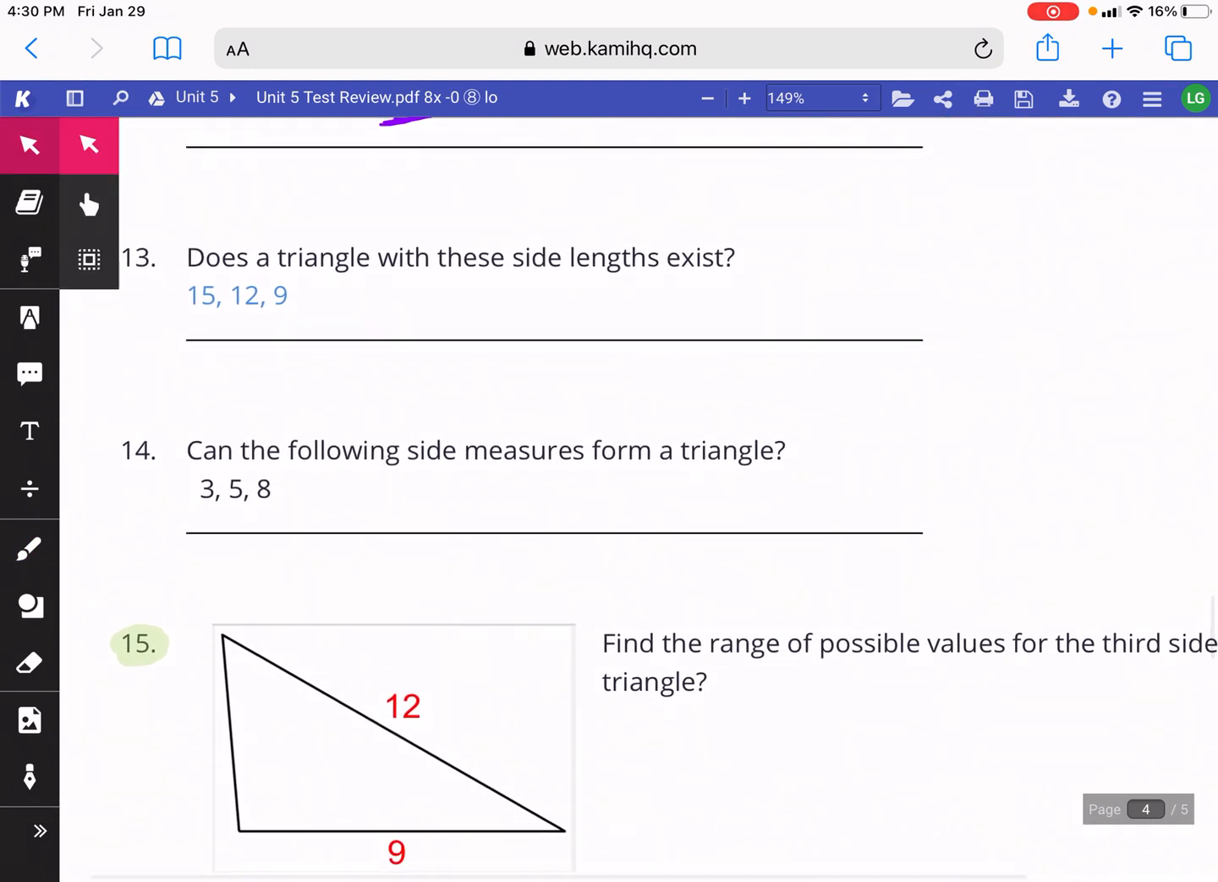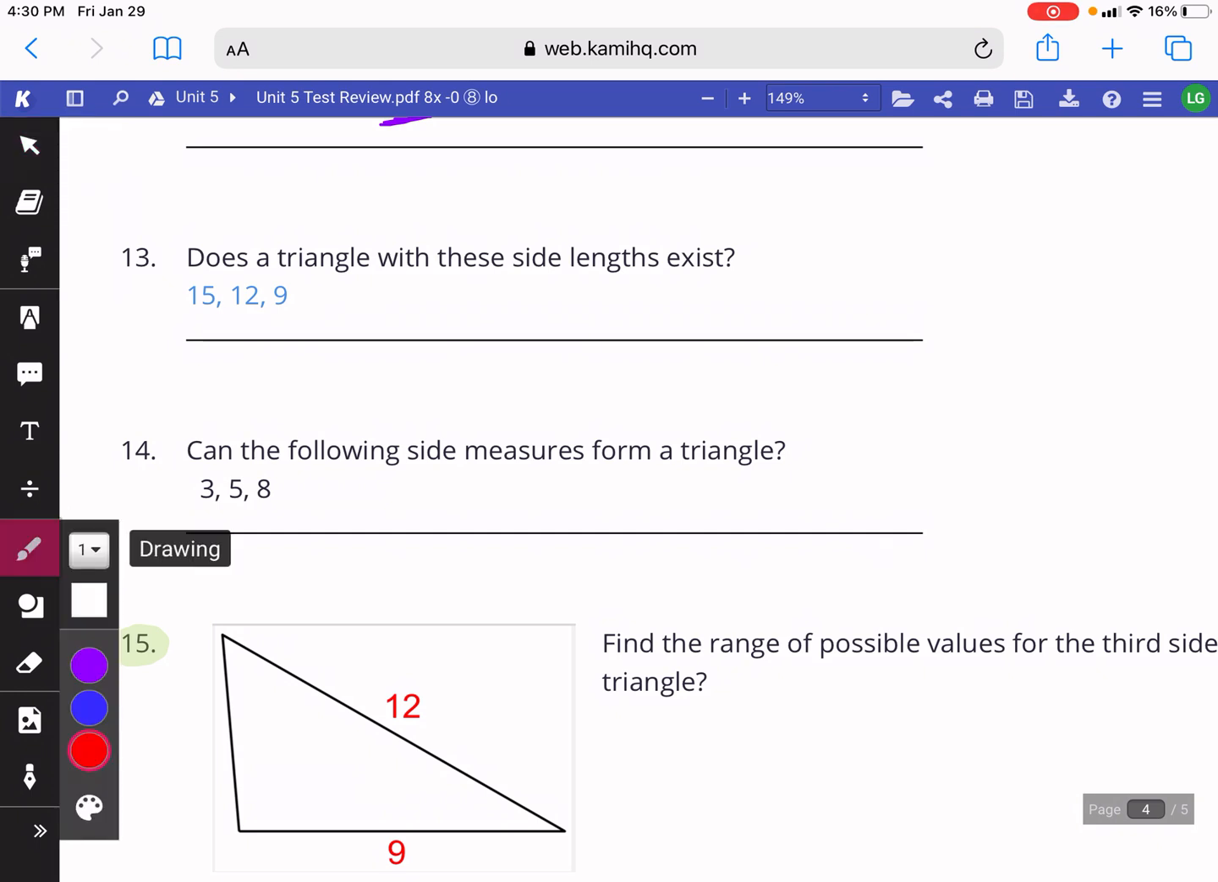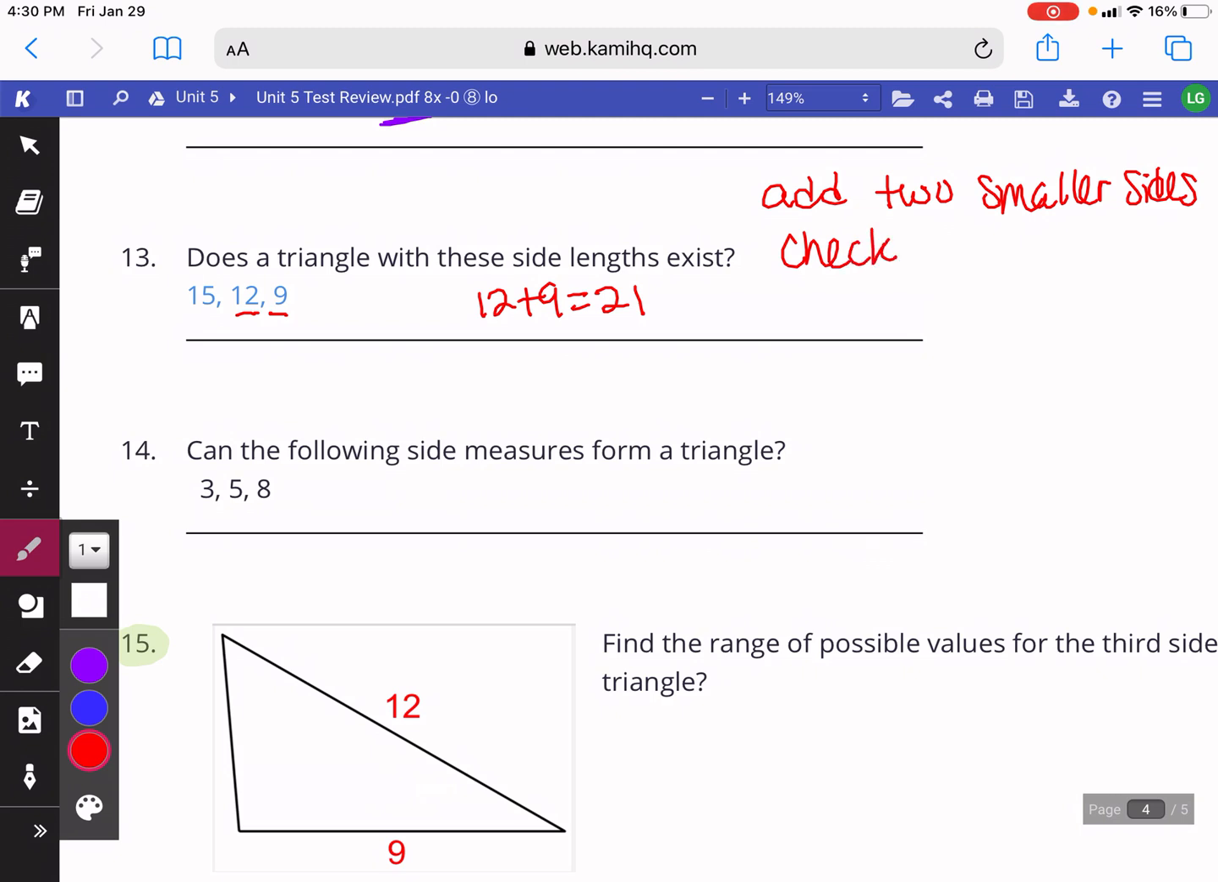Now we're moving on to what we learned in the next topic, which was the triangle inequality theorem, which told you that if you add two sides of a triangle, your sum has to be greater than the third side. If you want to know if a triangle with certain legs exists, you add the two smaller sides and make sure it's bigger than the third side. So here I'm going to add my two smaller sides, which are 12 and 9. And I get 21.